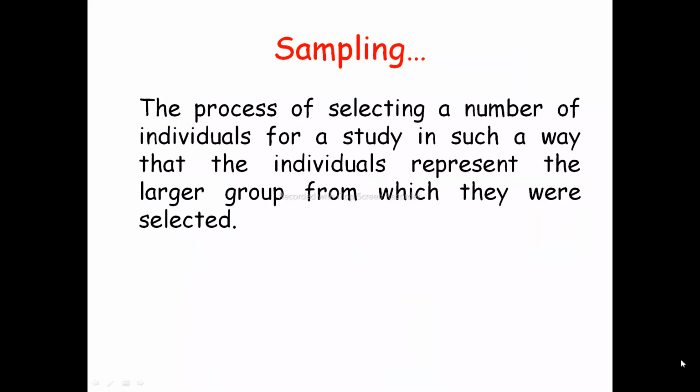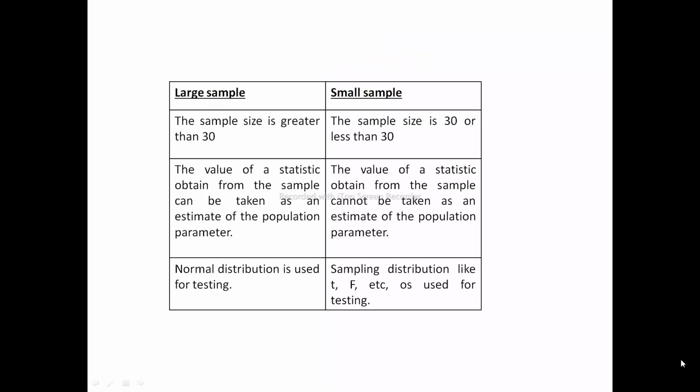Next thing is sampling. Sampling means the process of selecting a number of individuals for a study in such a way that the individuals represent the larger group from which they were selected. Here in sample we have got two types, large sample and small sample. Large sample means the sample size is greater than 30. Small sample means the sample size will be 30 or less than 30.